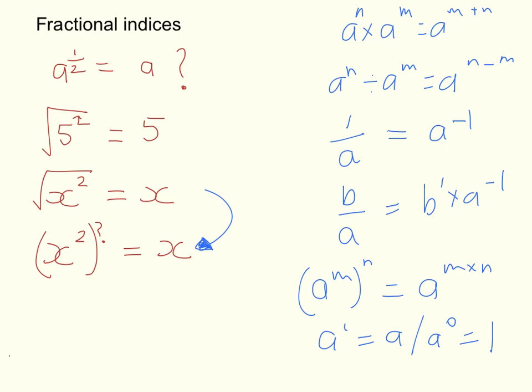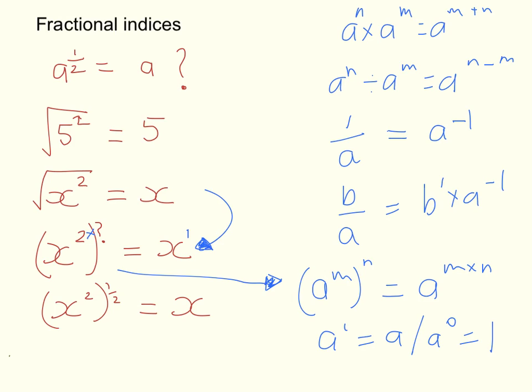Well, if we look down at this rule, I know I'm going to have to multiply these indices. Okay, well, I want my answer here to be 1. I want to end up with x to the power of 1. So 2 times what gives me 1? Well, my power has to be a half. So I hope you agree with me that x squared all to the half would give me x to the 1, which is just x.